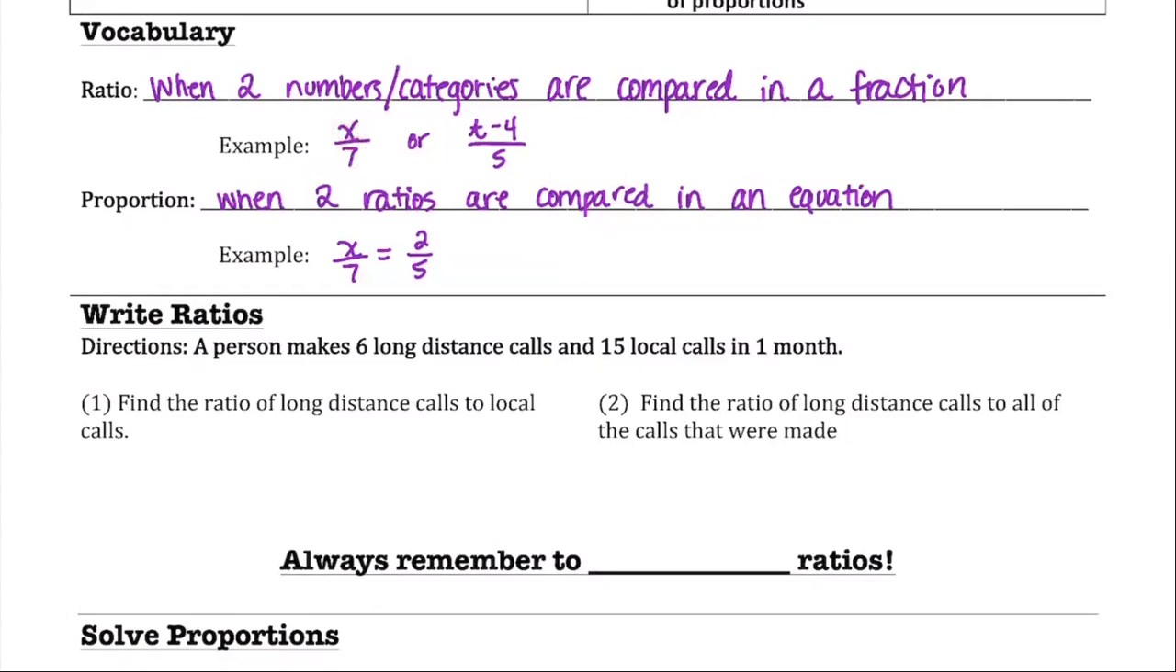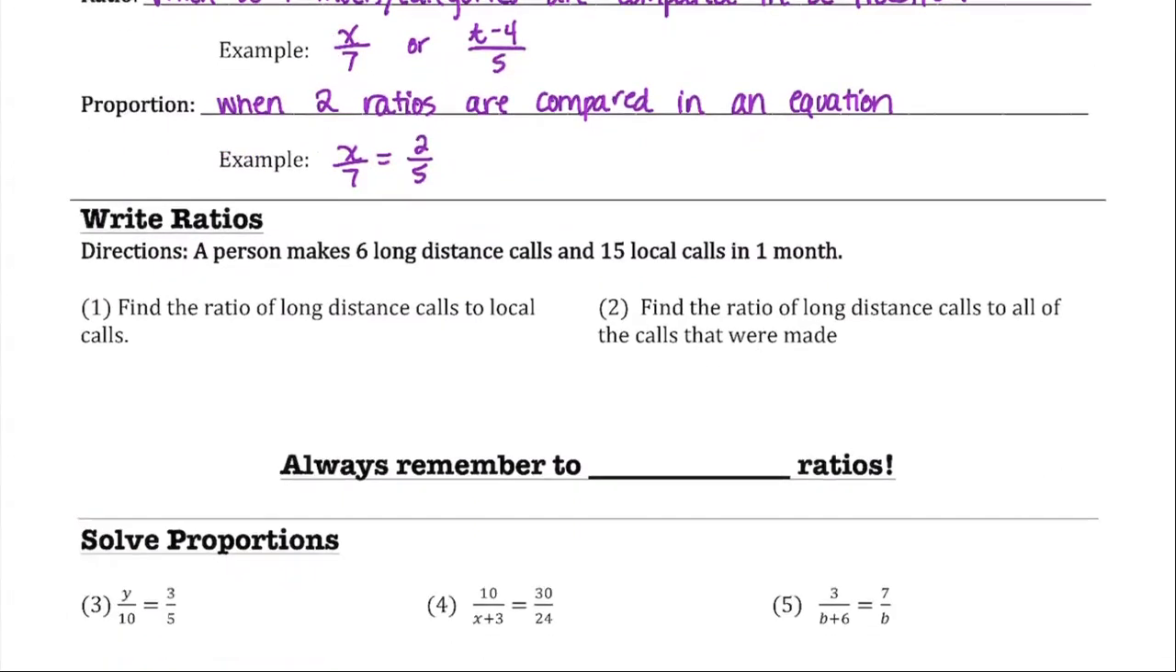Now, a proportion is similar to a ratio, except this is when you take two ratios, so two fractions, and they're compared in an equation. And we do that with an equal sign. So eventually these are going to be problems that we're going to learn how to actually go about solving. But first, let's investigate a little bit more about what ratios actually do.